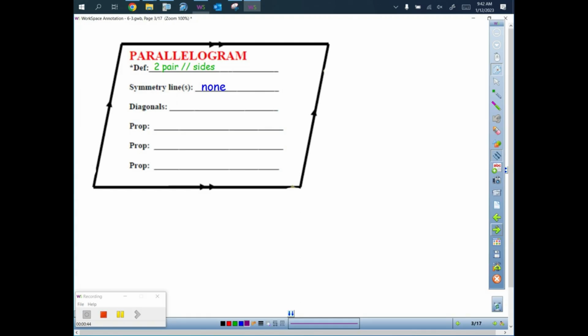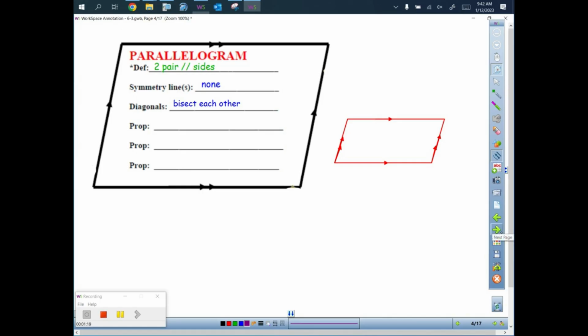There is none. When it comes to the diagonals, we want to know if there's anything fancy about it. Remember, the fancy things could be that they are perpendicular to each other, they bisect each other, or they are equal. Those are the 3 fancy things, and one of those does happen. The diagonals of a parallelogram do bisect each other. They bisect each other. And remember, that means that they cut each other into 2 equal pieces.